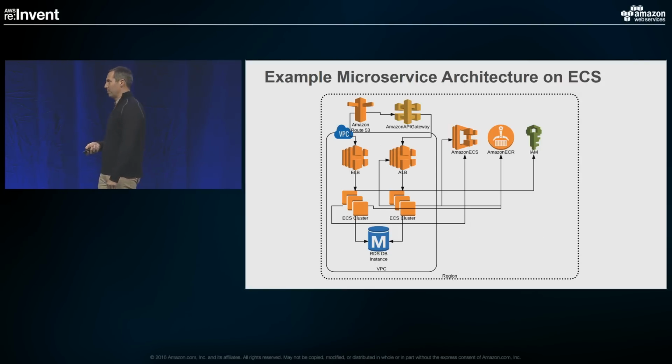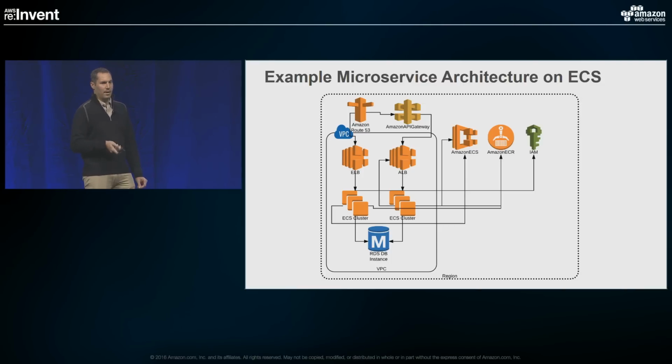So if you're going to build an application that uses ECS, it could look like this. This is a relatively simple application. You've got your ECS clusters. Those are typically going to be behind some kind of load balancer. You can use ELB or ALB. You're probably going to have DNS, with Route 53 essentially providing the mapping between the ELB CNAMEs and more friendly domain names.